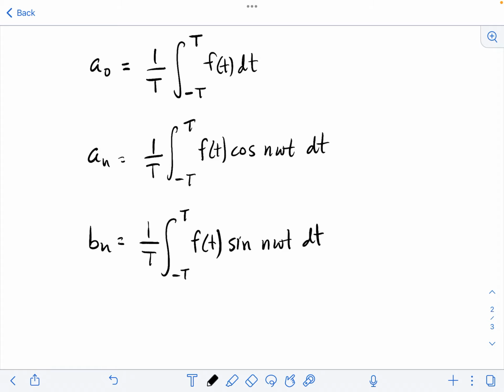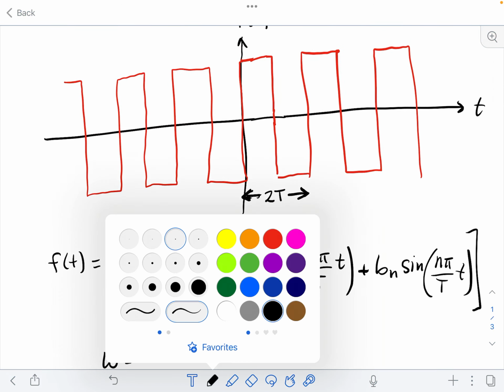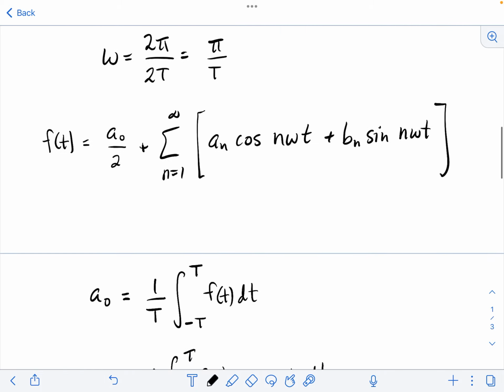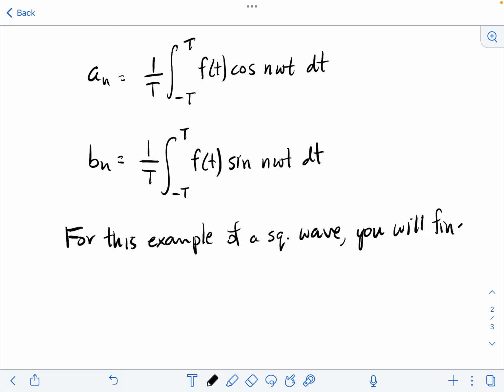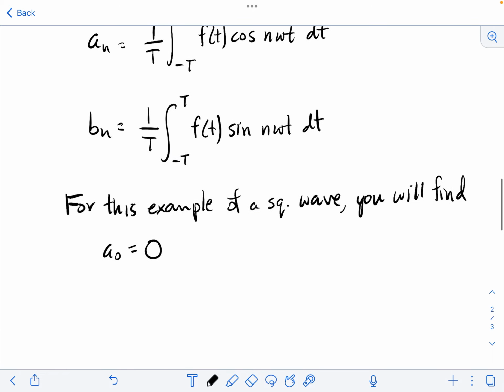Okay, if you do this analysis for the square wave that we've drawn, let's say that our square wave is going between +1 and -1, then you could confirm, and it's worth just reviewing, that for this example of a square wave, you will find A0 equals 0, so the leading term before the sum is 0, and the an coefficients, you also find all an equals 0.